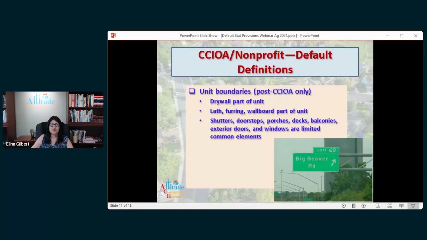Let's go to default definitions. But before we do that, I want to talk to you about this picture. Big Beaver Road, exit 69. This is not a meme. This is an actual photograph.